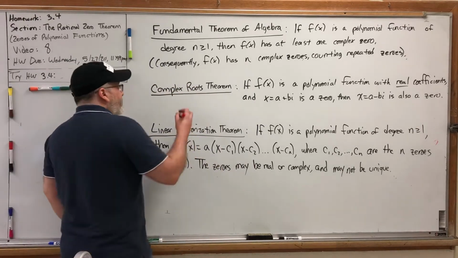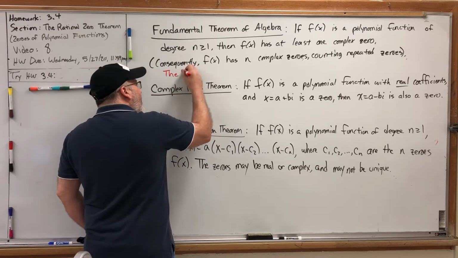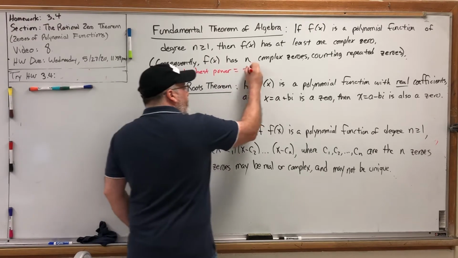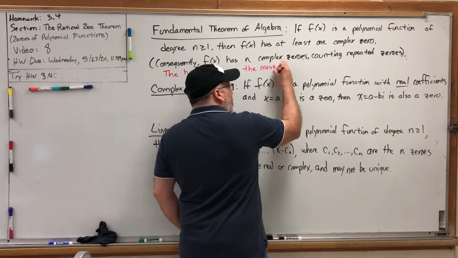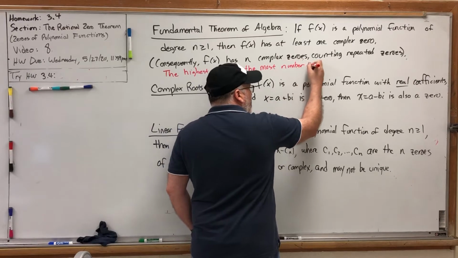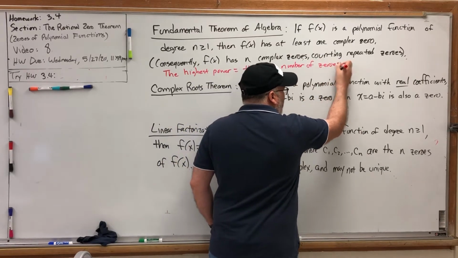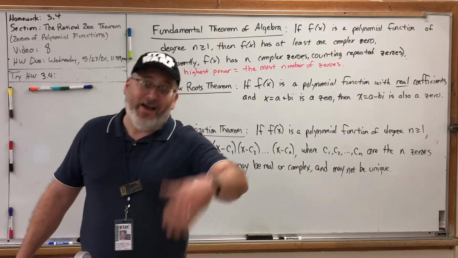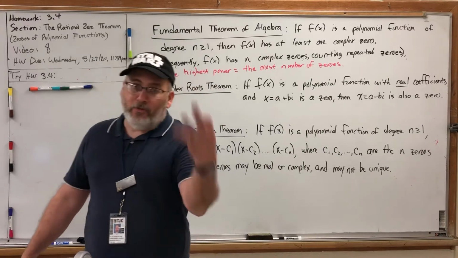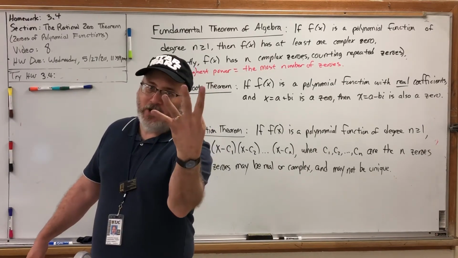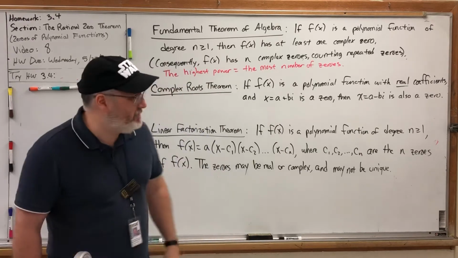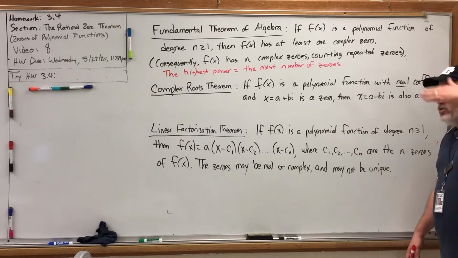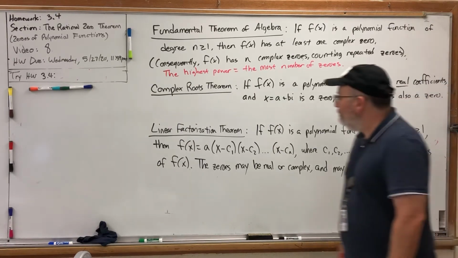So basically all this says is the highest power equals the most number of zeros. Because if you don't count repeats, like the previous example, there were only 3 zeros, -1, 2 plus 9i, and 2 minus 9i. So there were only 3 zeros even though it was a 4th degree polynomial because the -1 was counted twice. So if you count repeated ones, it will match the degree. If you don't, then the degree is the most number of zeros you can have.